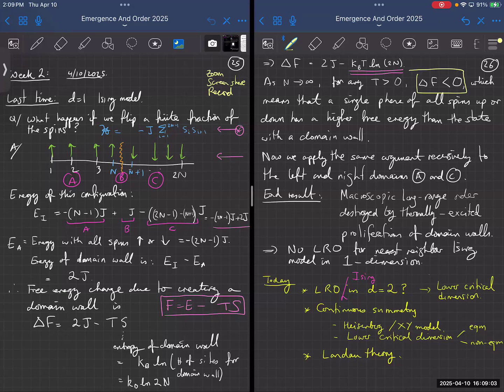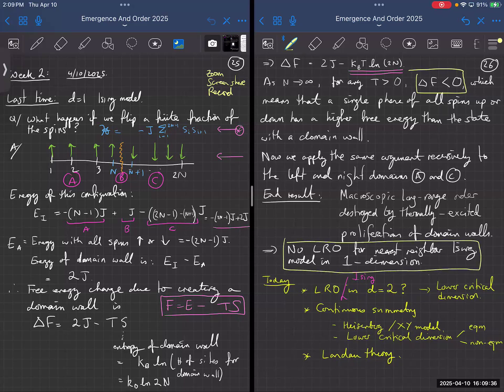And so if I apply this argument recursively, every domain with spins macroscopically ordered is always going to be unstable towards the formation of domain walls. And so ultimately, I'm going to end up with a state where there is absolutely no long-range order at all. We're going to end up with no magnetization and no long-range order in the system. So we've come inexorably to the conclusion that there's no long-range order for the nearest neighbor Ising model in one dimension. Okay, so that's the first thing.